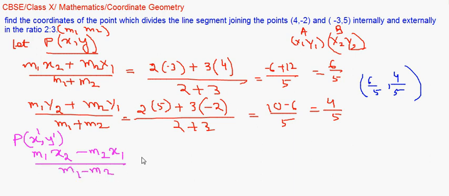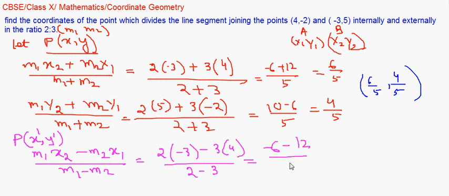(m1 minus m2). So I take up m1 was 2, x2 was minus 3, into 4 by 2 minus 3. That's giving me minus 6 minus 12 by minus 1. So it is minus 6 minus 12, sorry, minus 18 by minus 1. I'll just erase and make it more clear. So this minus is getting cancelled. I'm getting 18 as the x coordinate when P is dividing it externally.